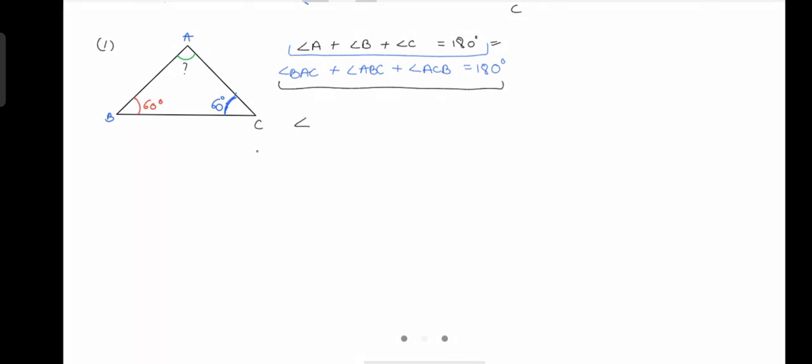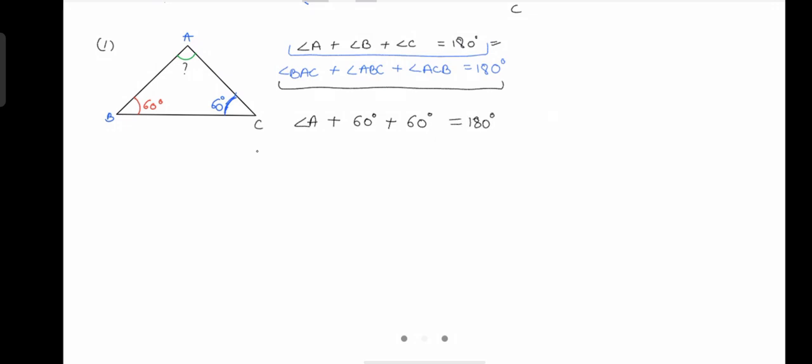No, we do not. So we will write it angle A only. Do we know the value for angle B? Yes, we know that it is equal to 60 degrees. Then again, do we know the value for angle C? Yes, we know it is also equal to 60 degrees. Do we know the sum of all of them? Yes, we know the sum of all of them is equal to 180 degrees.